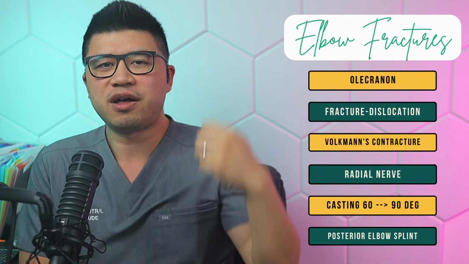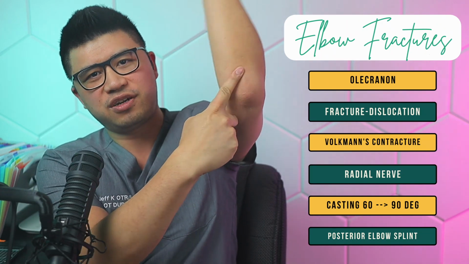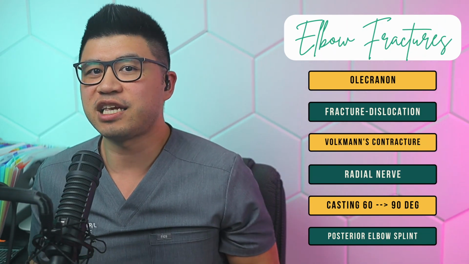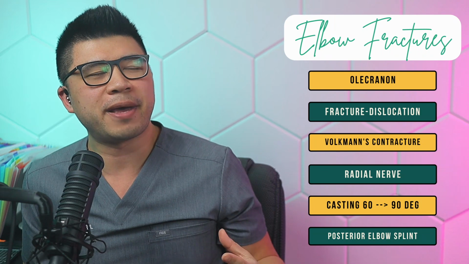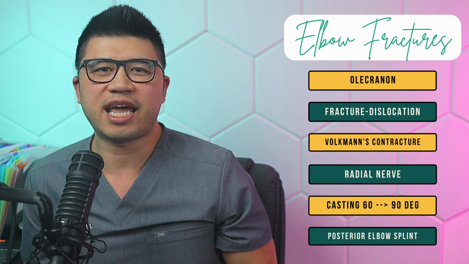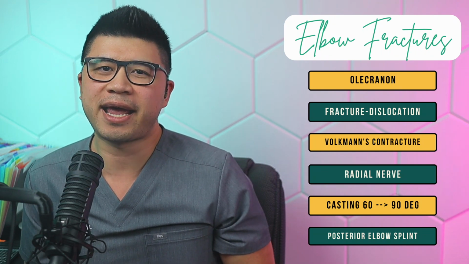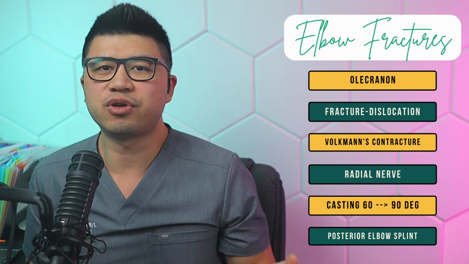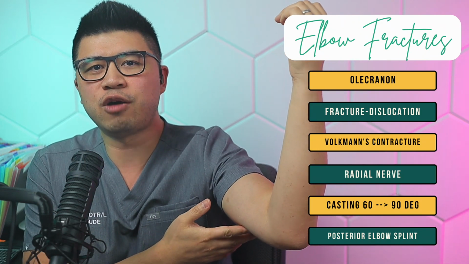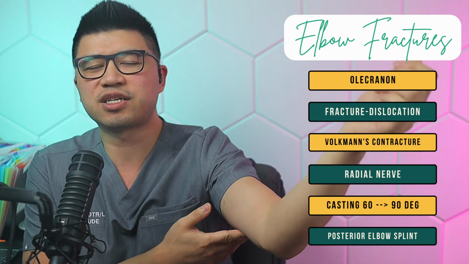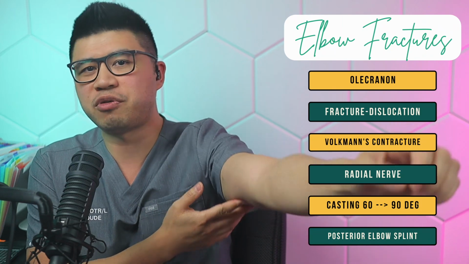A sign of Volkmann's contracture is ischemia involving bluish or pale skin, decreased hand sensation, and severe pain. There may be radial nerve involvement and decreased elbow range of motion, as well as forearm supination and pronation.